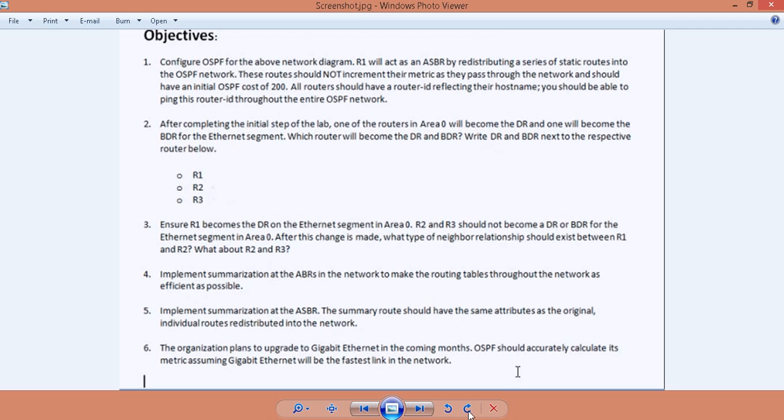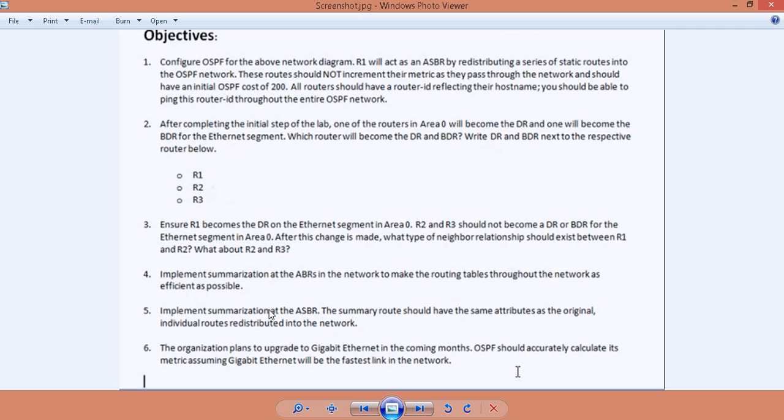Good. What is our next objective? 5. Implement summarization at the ASBR. Okay, we're done with 5. We now go into 6. The organization plans to upgrade to gigabit Ethernet in the coming months. OSPF should accurately calculate its metric, assuming gigabit Ethernet will be the fastest link in the network. Okay, now this has to do with the cost. We have to know the cost. For gigabit Ethernet, the cost is 1.